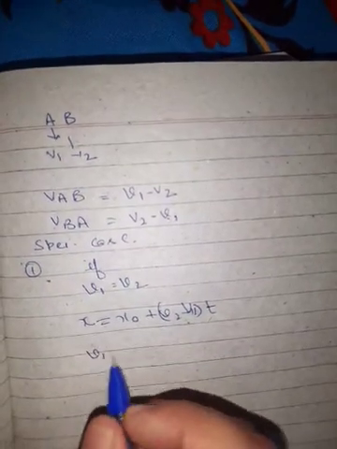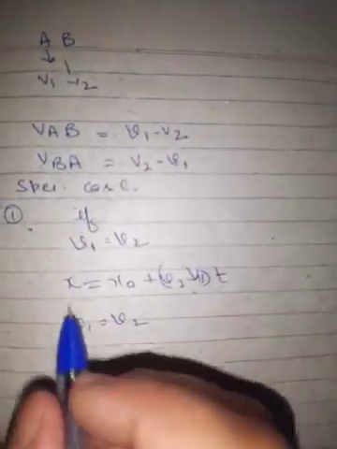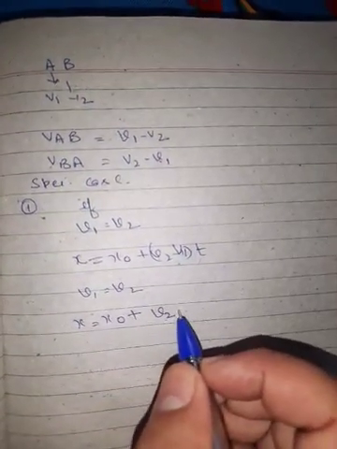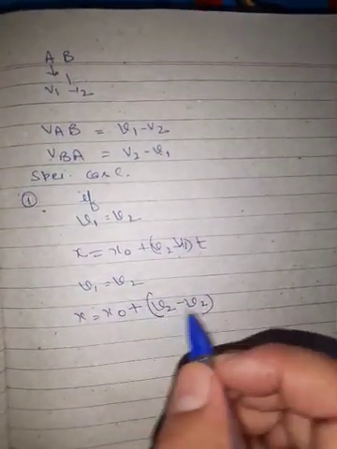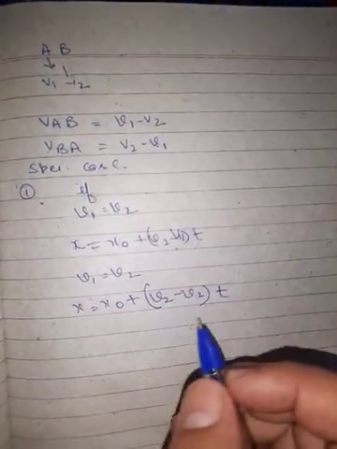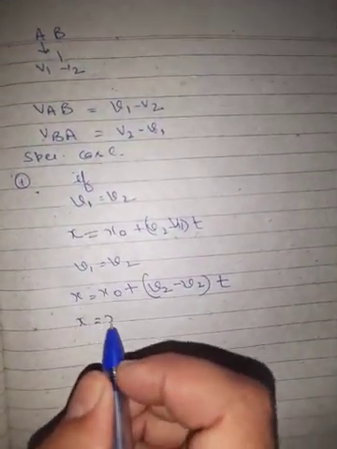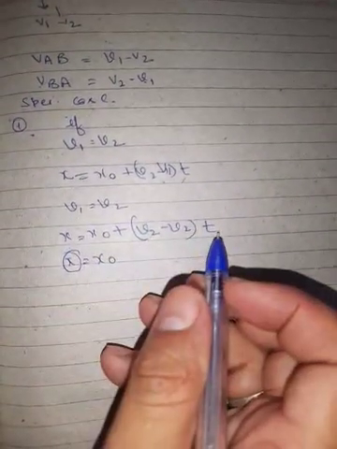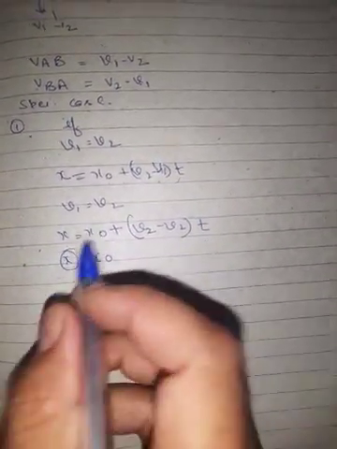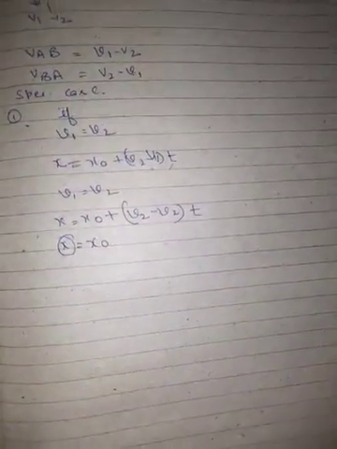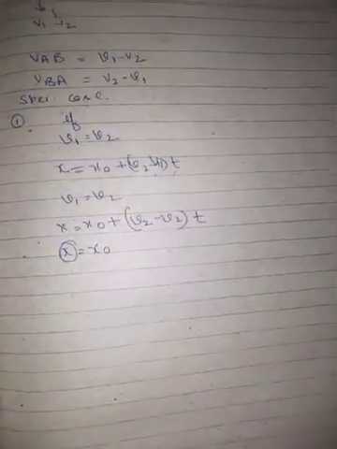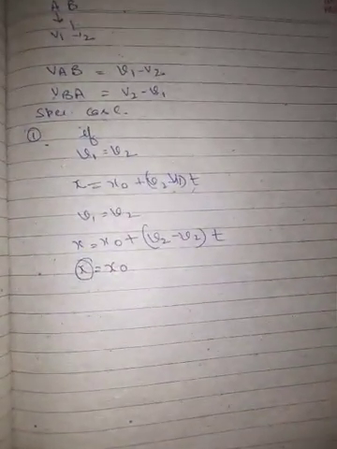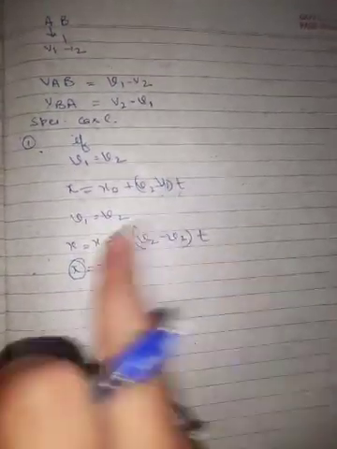So we know that v1 is equal to v2. At that time, x is equal to x naught plus (v2 minus v2) into t, so this term becomes 0. We can say x equals x naught, meaning the final position of the object is equal to the initial position of the object. So at both places the gap between the two bodies will remain the same. Nothing will overtake, nothing will move forward, nothing will remain behind, all things will move parallel.